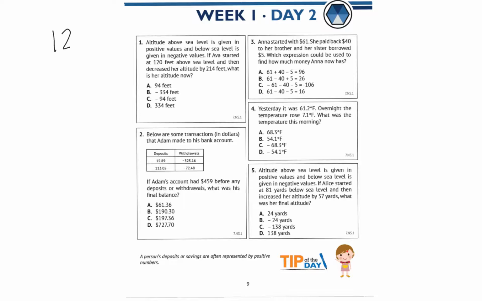So let's write what Ava started at, and it's 120 feet. And let's go ahead and mark sea level, which is going to be 0. And we have a positive 120, and then she decreased by 214, so we have a negative 214. So let's go ahead and subtract those since they have different signs. So we're going to get 94, and the larger number is 214, and that's negative.